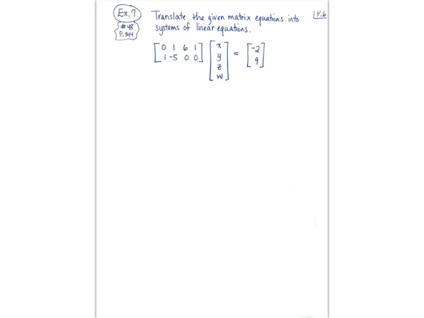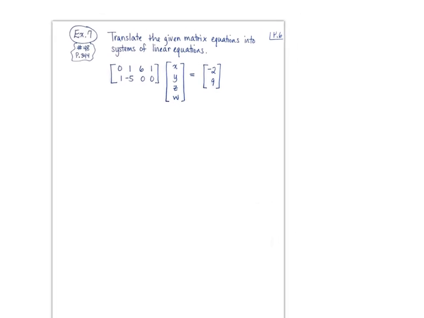Let's do one more example. We're going to translate the given matrix equations into systems of linear equations, using what we've learned about matrices. This is a 2x4 matrix. This is a 4x1 matrix. So we should have a 2x1 result, which is the same thing as this 2x1 matrix over there, right?